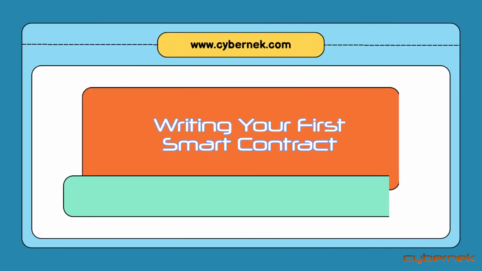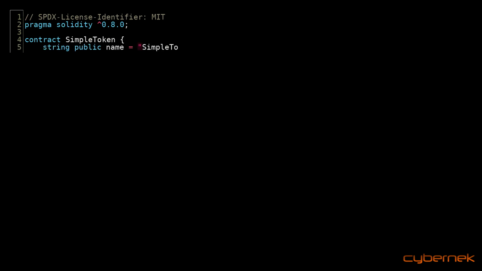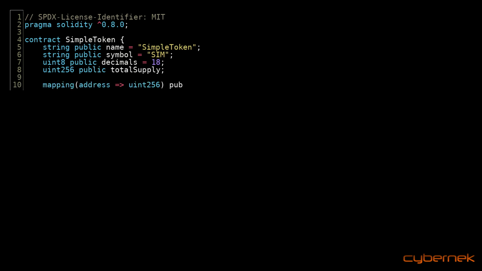Writing your first smart contract. Complete ERC20 token contract with state variables, mappings for balances and allowances, transfer and approval events, a constructor for initial supply, and transfer and approve functions with proper validation.